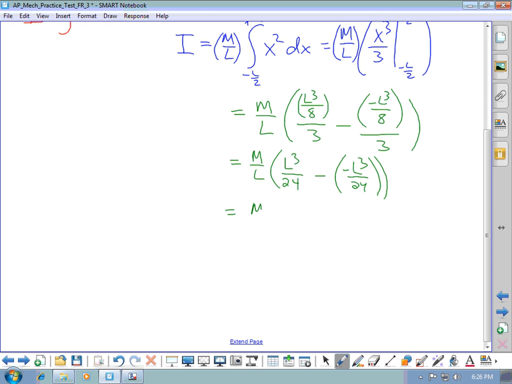Which is m over L times L cubed over 24 minus negative L cubed over 24, which is L cubed over 24 plus L cubed over 24. So 2 over 24 is 1/12 L cubed. So one of the L's divides out, and you have 1/12 ml squared.